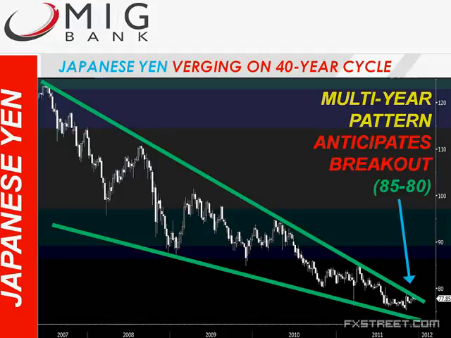Just keep in mind that there's a multi-year pattern which anticipates a breakout above 80 and 85 on dollar yen, but this is also part of a much larger big picture, Japanese yen verging on a 40-year cycle.